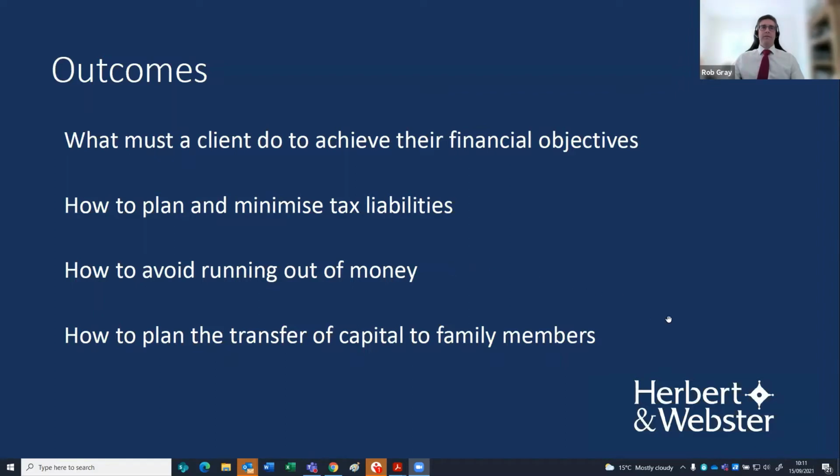And then we can also look at planning how to transfer capital to family members at the end of the plan in the most tax efficient way as well. So those are just some of the outcomes that we would derive.